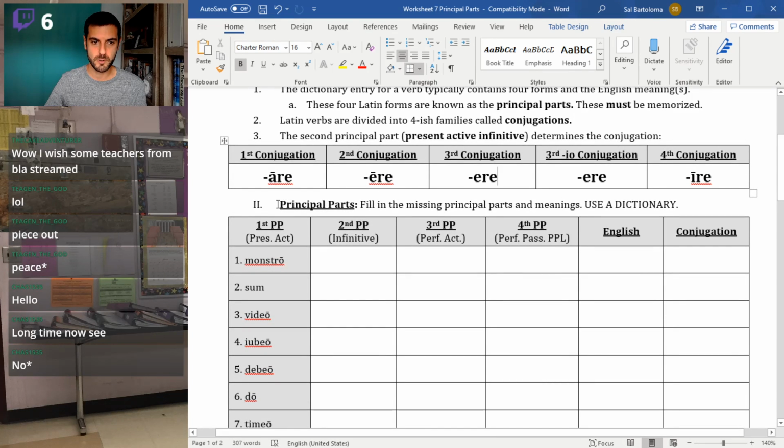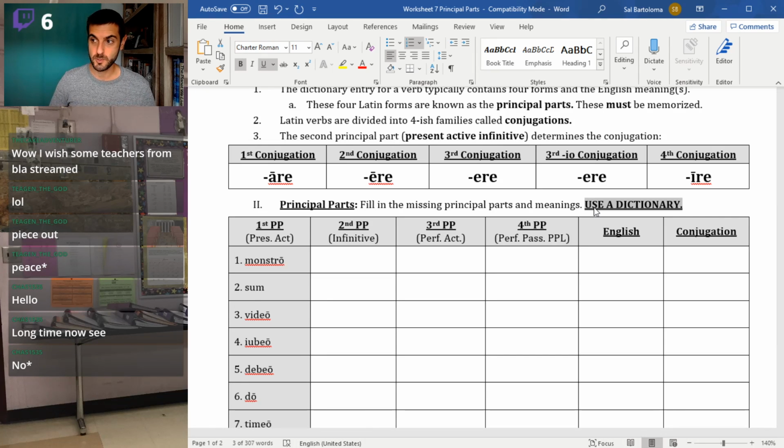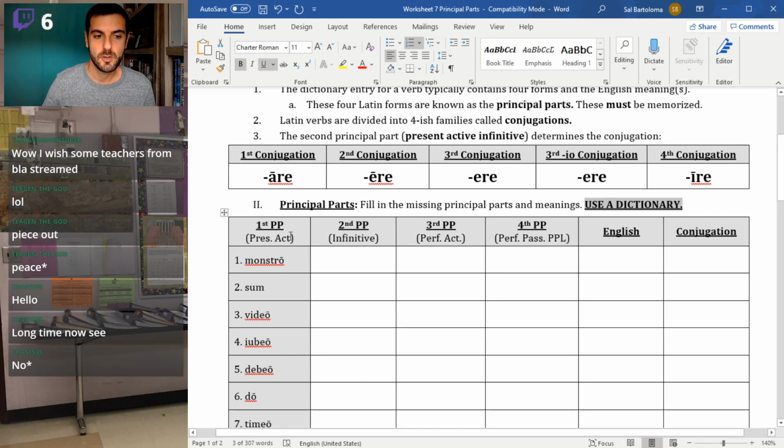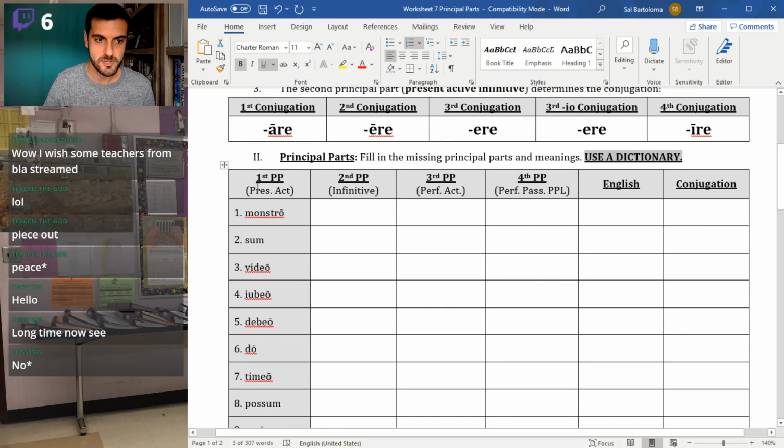So when we're filling out principal parts or learning principal parts, I cannot stress this enough. In fact, I'm going to bold it and underline it. Use a dictionary. If you're learning new verbs, you can't just learn the first form and then wing it for the rest of them. I've given you the first principal part, which is the present form. The second principal part is the infinitive, right? To whatever. Third principal part is your past tense.